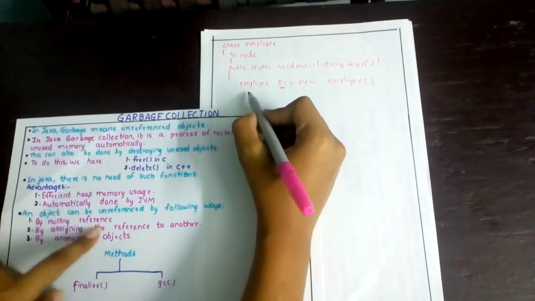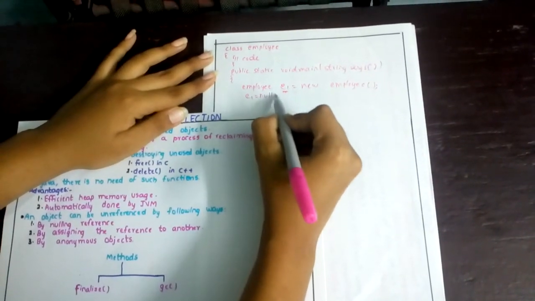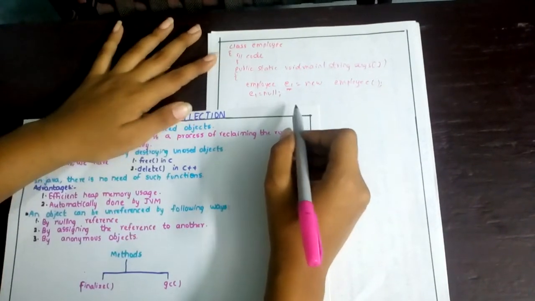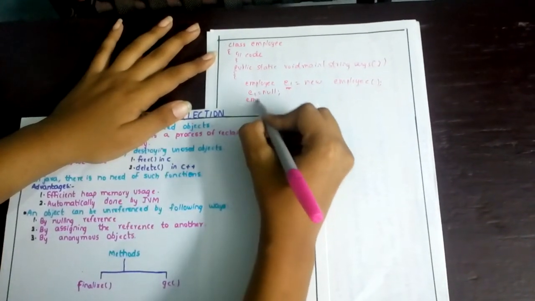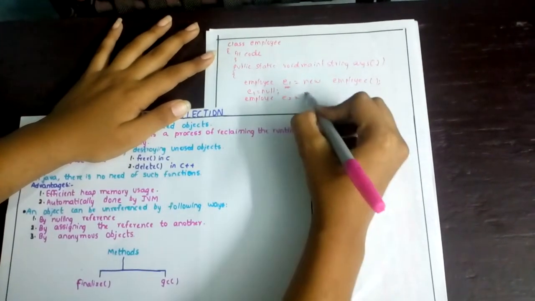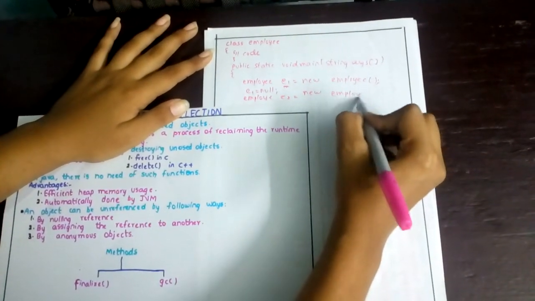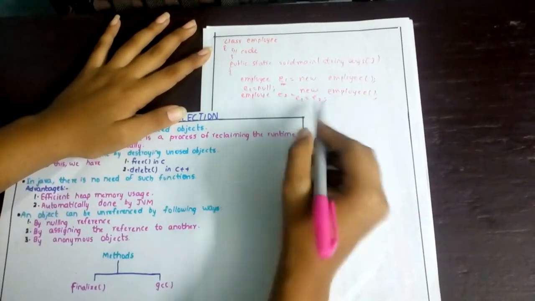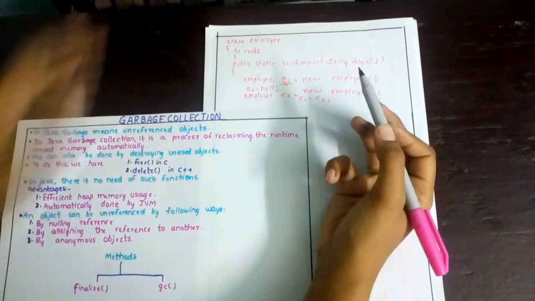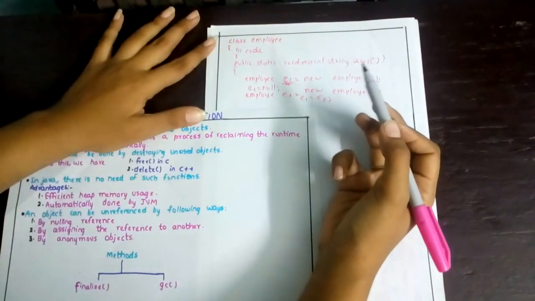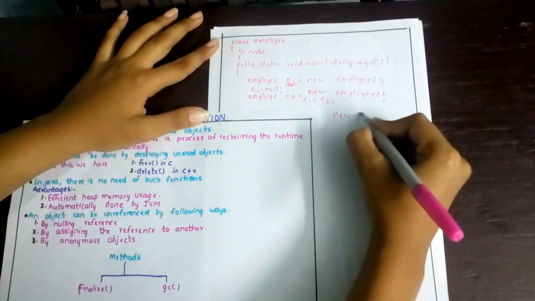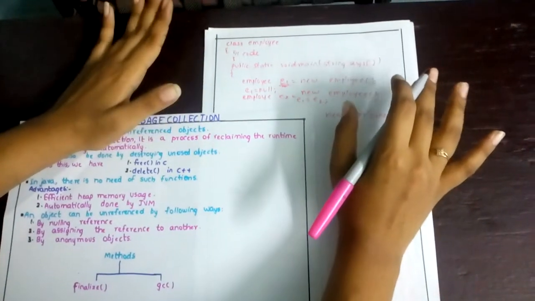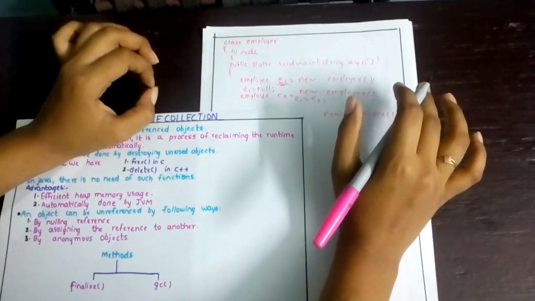Now in order to nullify the reference we have to use e1 equals null, and by assigning the object of one reference to another object reference. So in order to do this we have to use Employee e2 equals new Employee, through which we can create another object, and now we have to assign e1's reference to e2. Thus e1 is an unreferenced object, and the third one is an anonymous object. In an anonymous object we use new Employee as the way to create it. An anonymous object is nothing but creating an object without having any name.